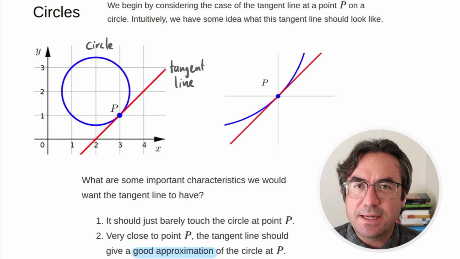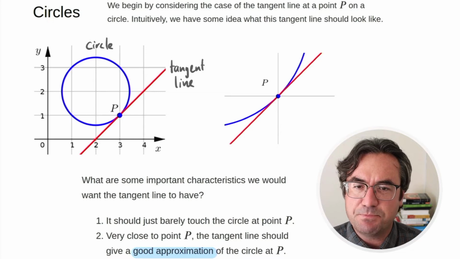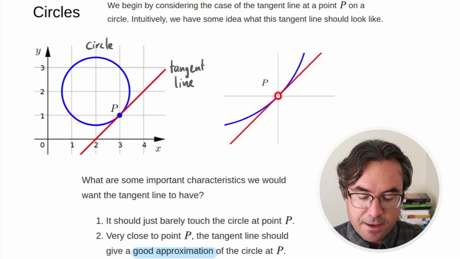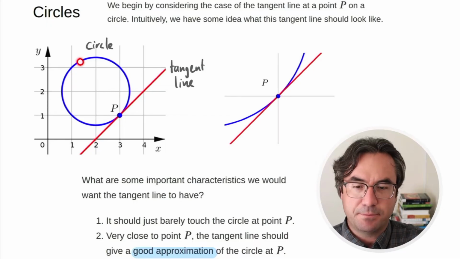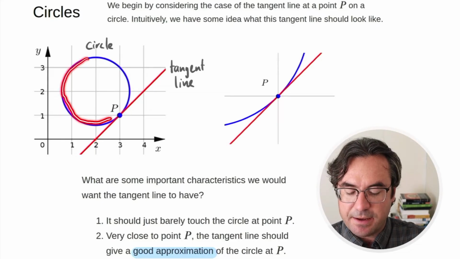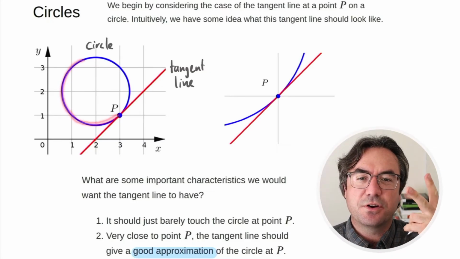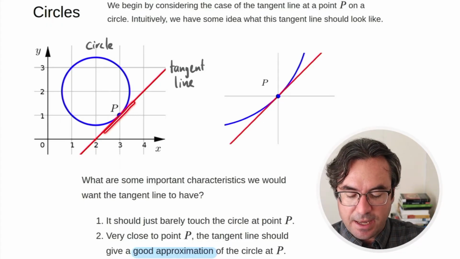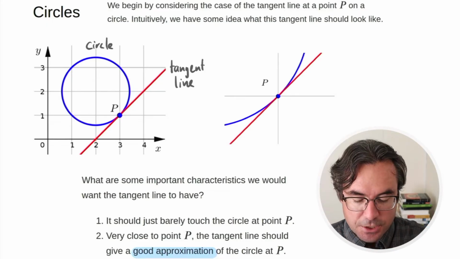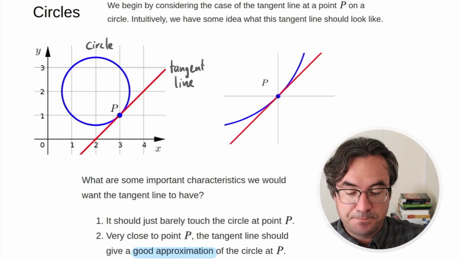And that's something we want, with some modification, when we go to general curves. So it should just barely touch the circle. A way to think of that is, if we zoom in, imagine a particle spinning around this circle, tethered, and as it got to point P, we just cut it loose. The tangent line is the direction that particle would keep traveling in. So right around that point of tangency, the circle and the tangent line should have the same direction.